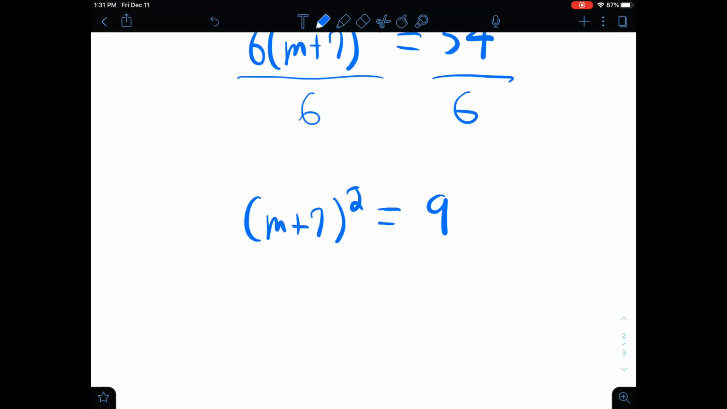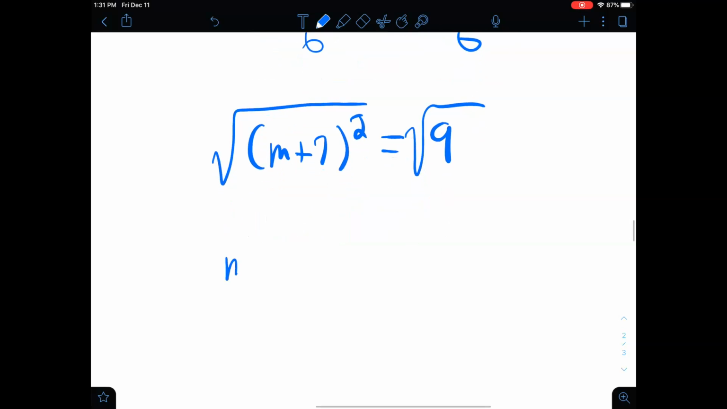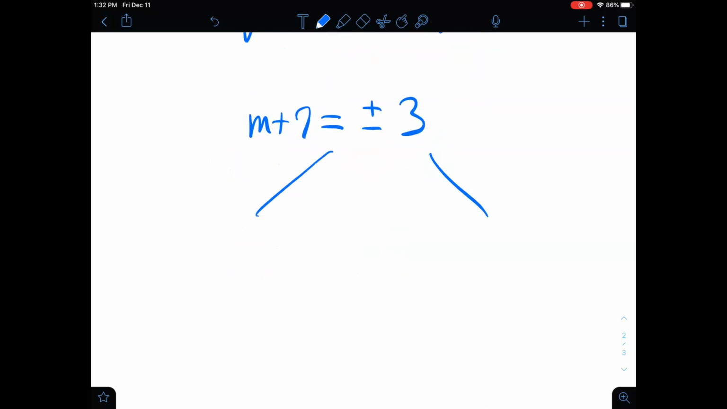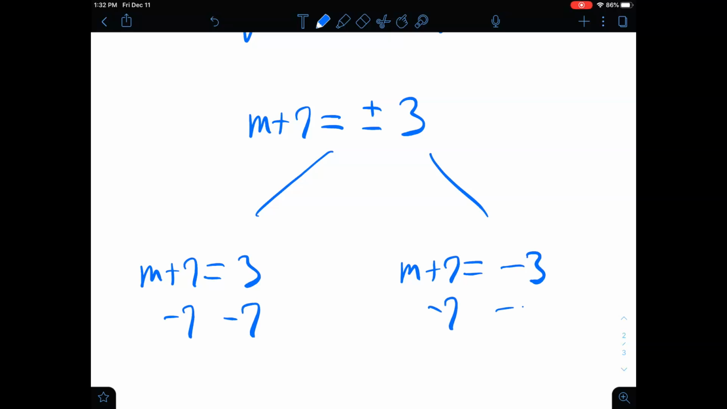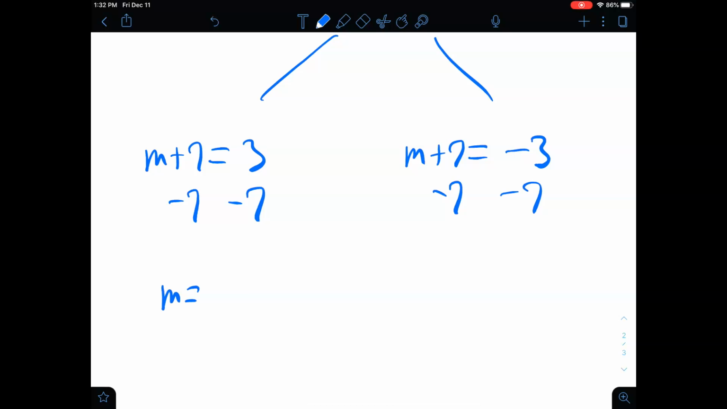All right, how do we undo a square now? We need to get that m plus 7 by itself, so we're going to take the square root of both sides. So we're going to have m plus 7 equals, and what we have to be careful about here is that the square root gives only the positive, so we need to add a plus or minus. Square root of 9 is 3. So now we can split this. We're going to have m plus 7 equals 3, and m plus 7 equals negative 3. Subtract 7 from both sides on both problems. We get m equals negative 4, and m equals negative 10. And these are our answers.